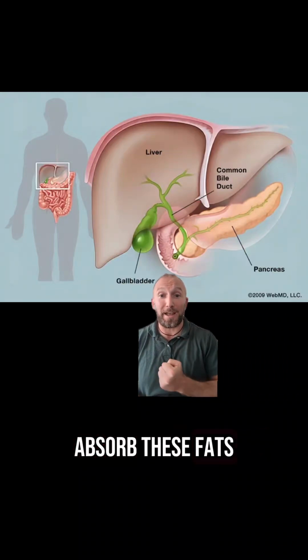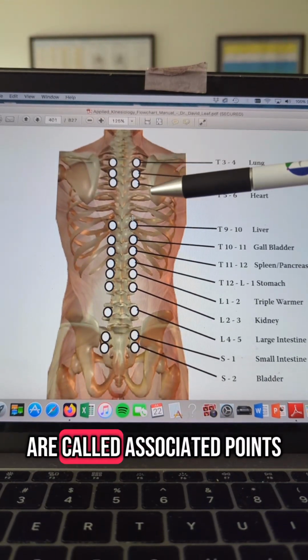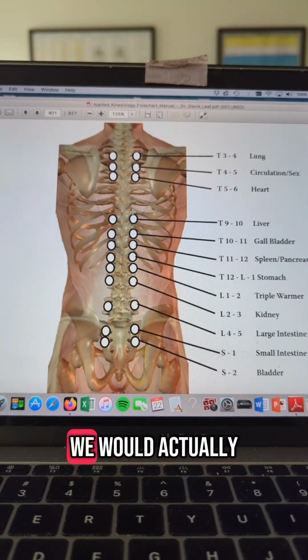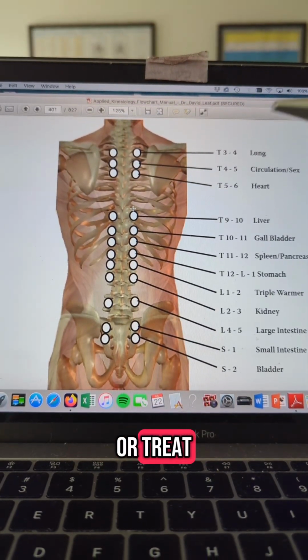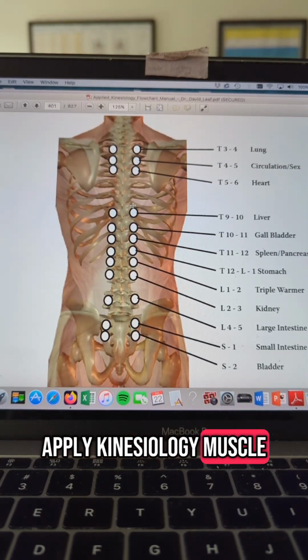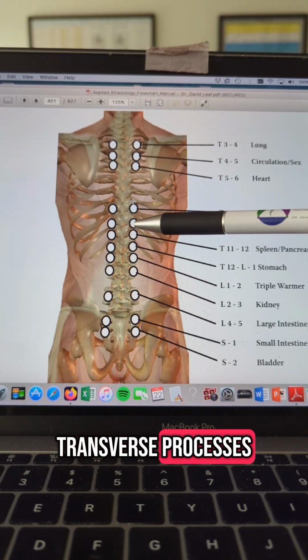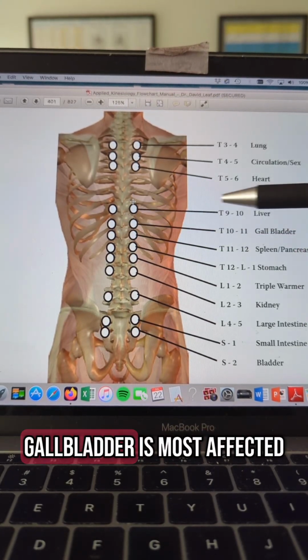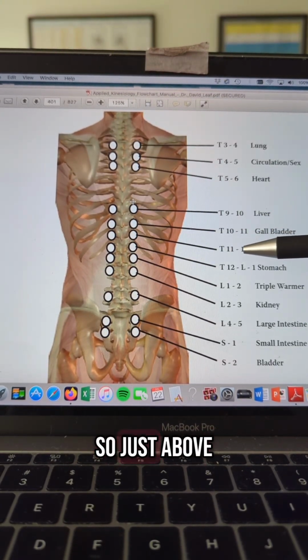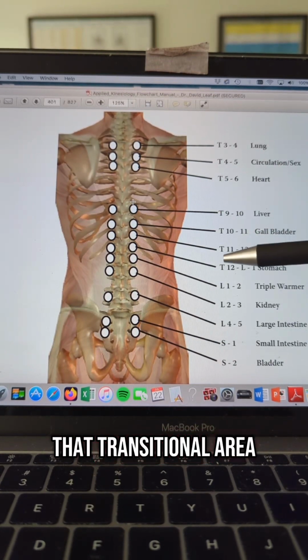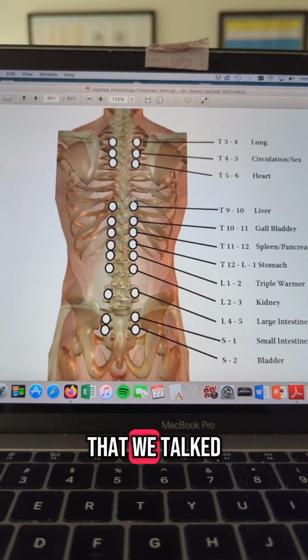and absorb these fats. These are what are called associated points, so points that we would actually use to adjust or treat based upon an applied kinesiology muscle testing analysis. And as we see at T10, T11 transverse processes is where the gallbladder is most affected. So just above the level of that transitional area of the thoracolumbar spine that we talked about.